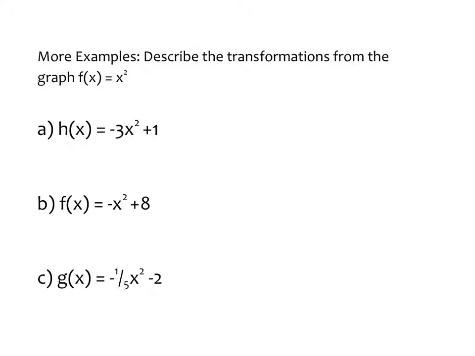All right, let's look at part A. h of x equals negative 3x squared plus 1. The negative in front means that we have a reflection over the x-axis, so reflects over x-axis. Again, we're going to see a lot more reflections over the x-axis, and we won't necessarily talk about the y-axis right now. The 3 means that we have a stretch, and then the plus 1 means up 1 unit.